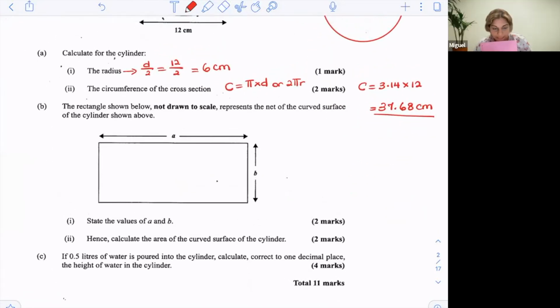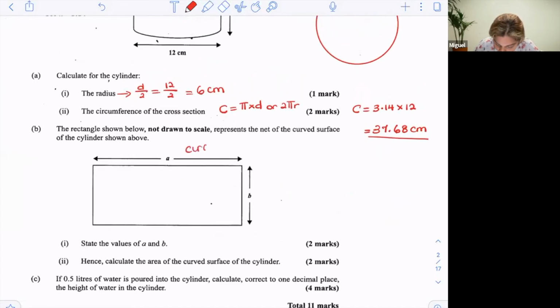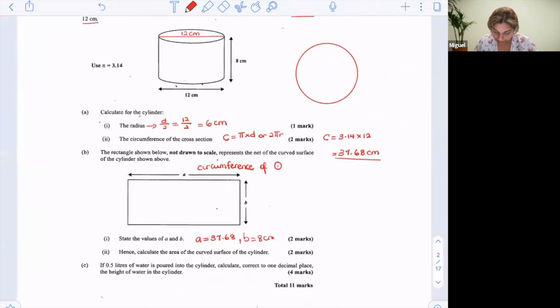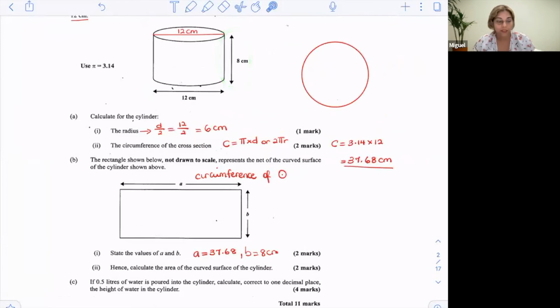Yeah, miss. So we're going on. They ask you to state the values of A and B. A is actually the circumference of the circle. So A is 37.68, right? And the height of the cylinder is 8 centimeters. That is what we had originally. B is equal to 8 centimeters. Look, B here is the height. So for some of you who are not seeing it, watch it again.